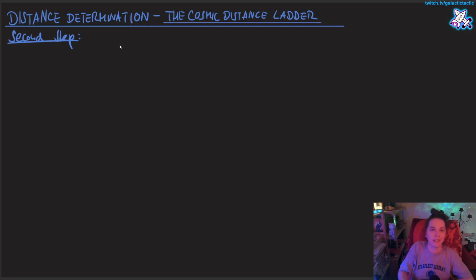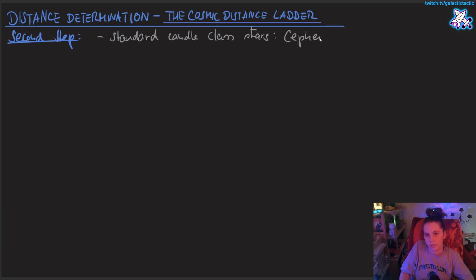Now we go back to standard candles, okay? For the second step we use standard candles, glass stars called Cepheids. We are now at the second step of the distance ladder, where we use Cepheids, which are a class of standard candles, to determine the next step of the distance.